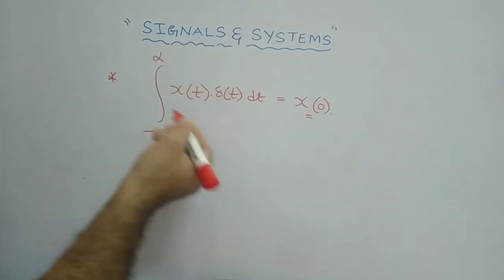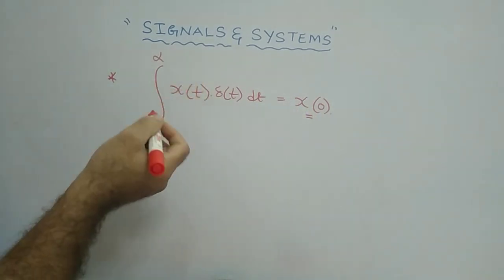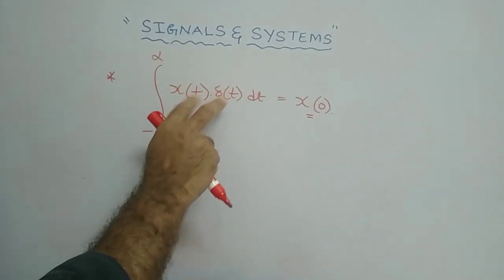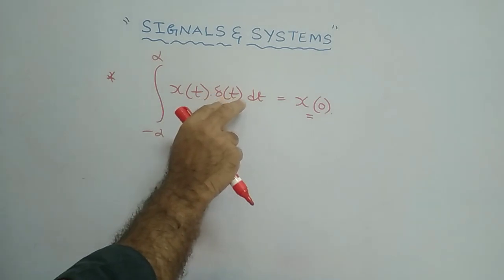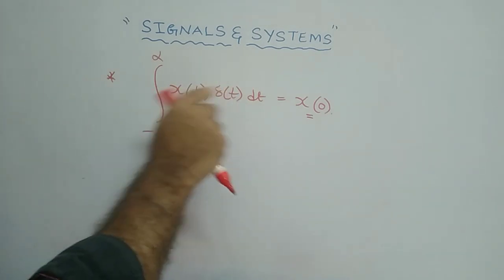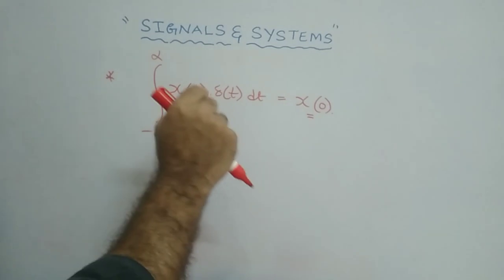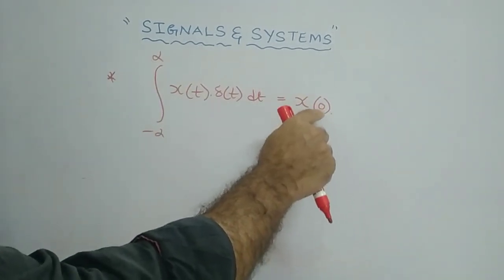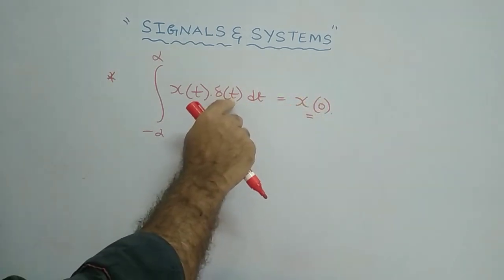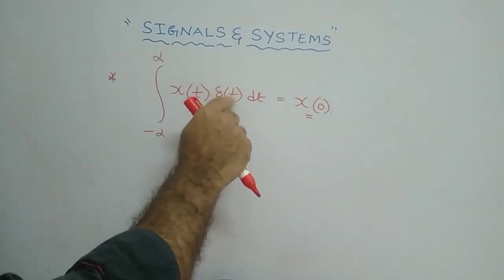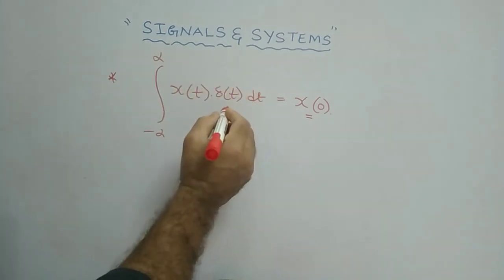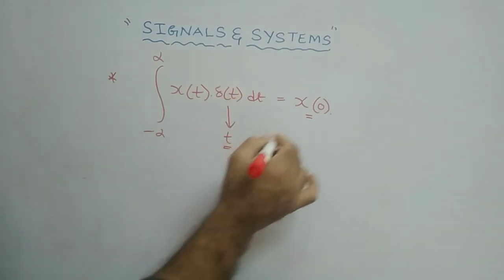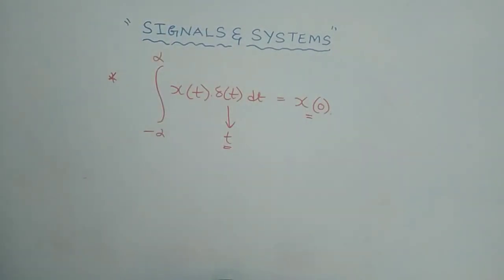This is the same as whatever I just explained to you. If you take the area of this multiplied quantity, where x of t is multiplied with the unit impulse, obviously we will get the actual input signal only, where in place of the time t, you must substitute the t value at which delta t is available. At what time of t delta t is available, that time value you must substitute in the input signal.